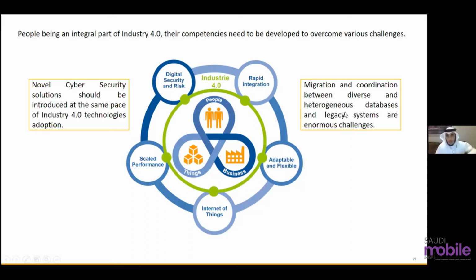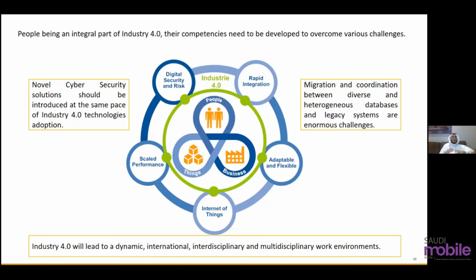The migration that we have here and coordination between diverse and heterogeneous databases and legacy systems as well are enormous challenges. Industry 4 will lead to dynamic, international, interdisciplinary, and multidisciplinary work environments.